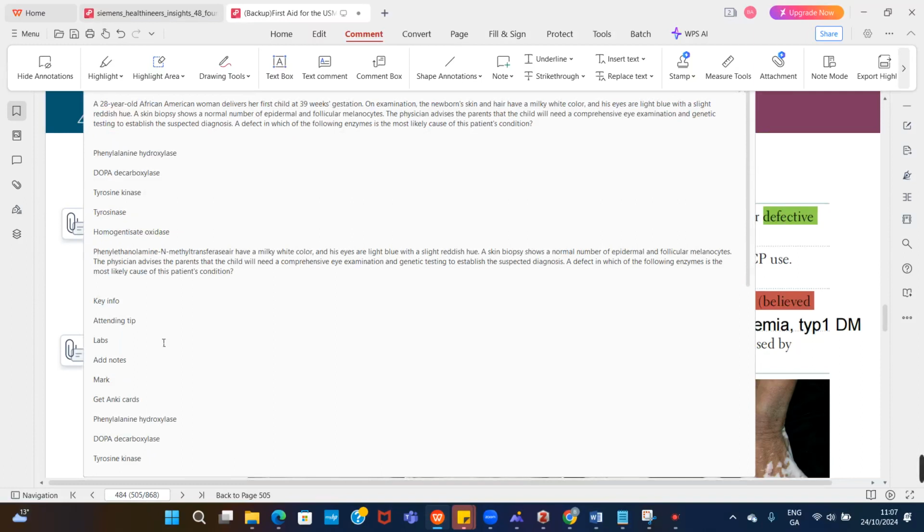A 24-year-old African-American woman delivers a first child at 39 weeks. On examination, the newborn's skin and hair have a milky white color. His eyes are light blue with a slight reddish hue. A skin biopsy shows a normal number of epidermal and follicular melanocytes. The physician advised the parent that the child will need a comprehensive eye examination and genetic testing to establish the suspected diagnosis. A defect in which of the following enzymes is most likely the cause of this patient's condition?